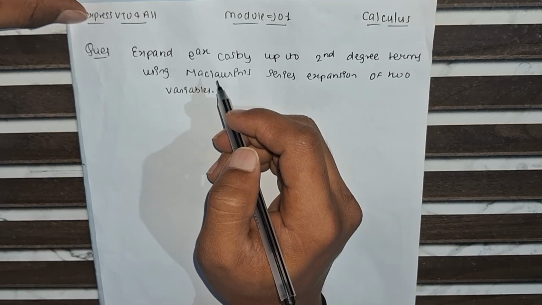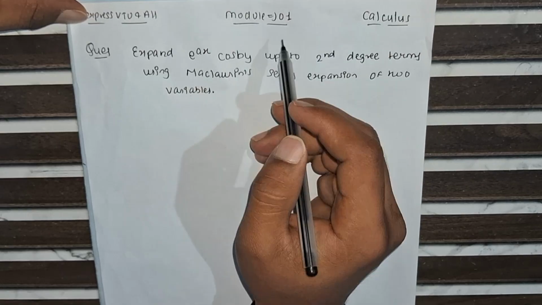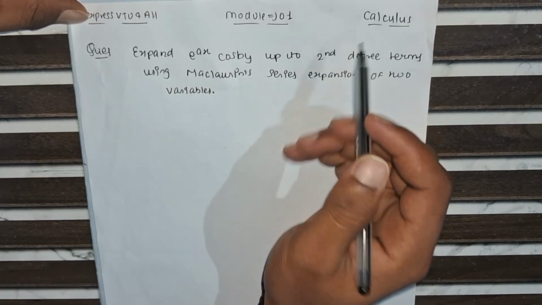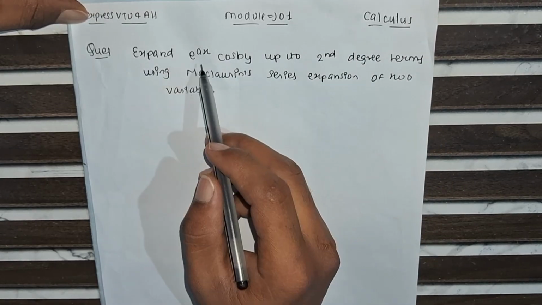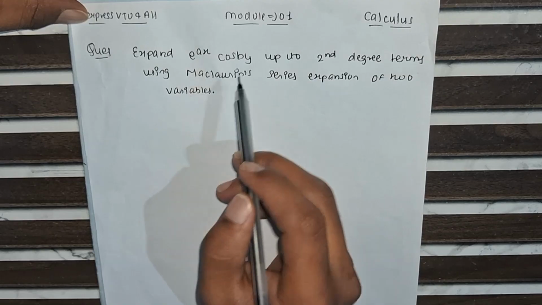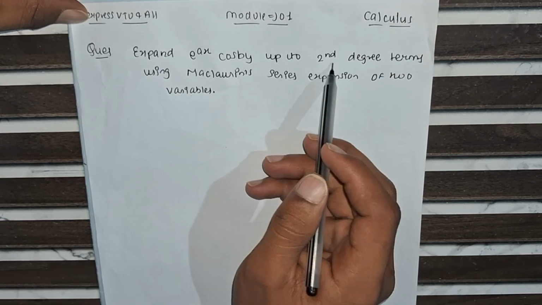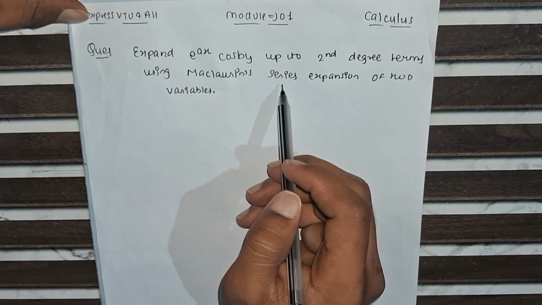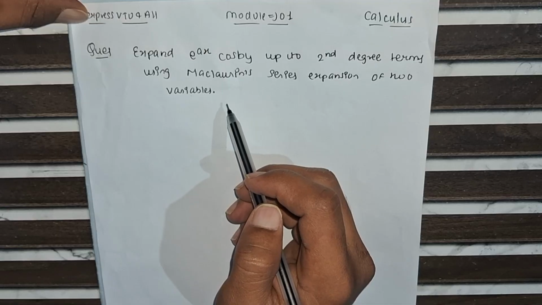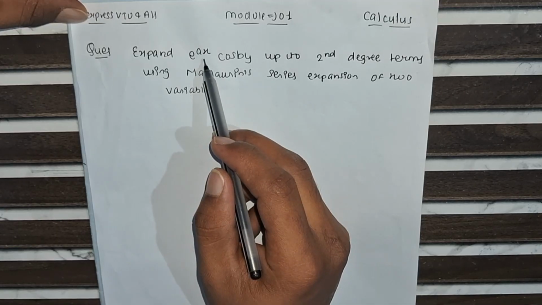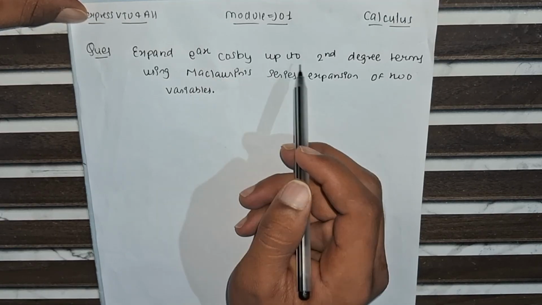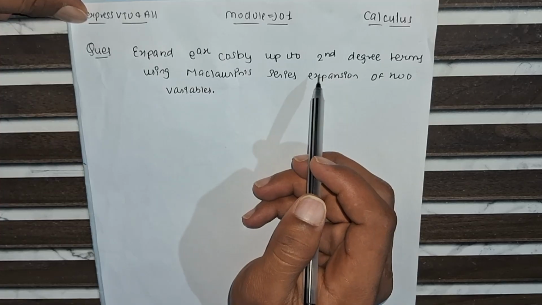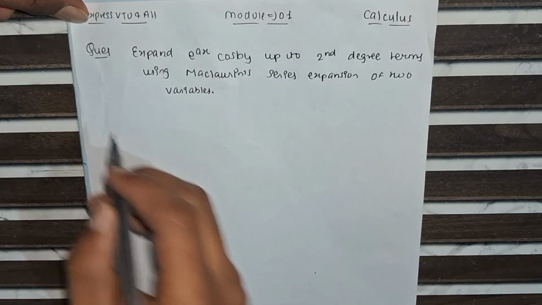In this video, we are going to solve a very important problem from Module 1 which is based on calculus. The question is: expand e to the power ax cos by up to second degree terms using Maclaurin series expansion of two variables. First we write the Maclaurin series for both the terms.